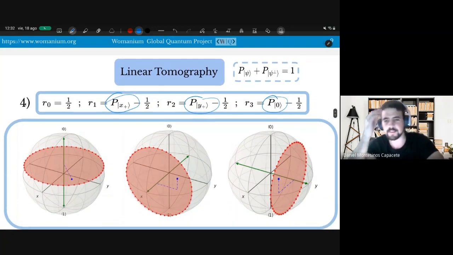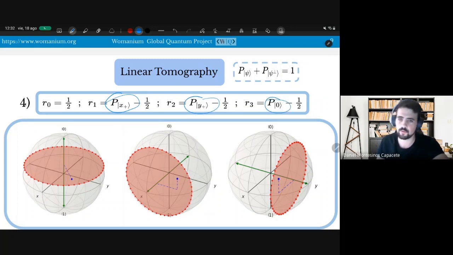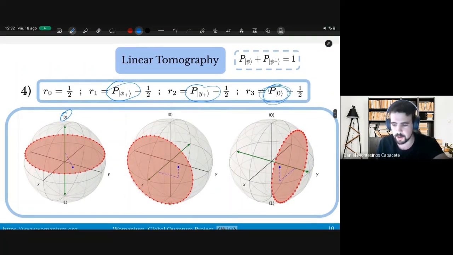In order to understand graphically what we are doing, for each measure, we are projecting over one of the axes of the Bloch sphere. For example, when we measure this probability, we are projecting onto this axis, the 0 and 1 axis. So doing three measures is enough to know the density matrix, since you are determining a point in the Bloch sphere.